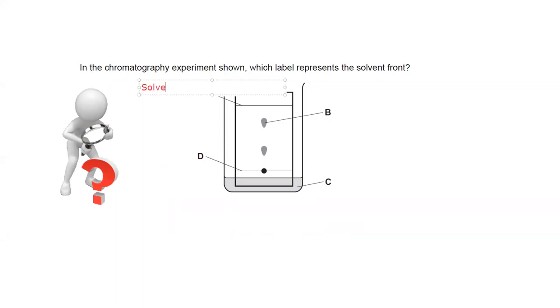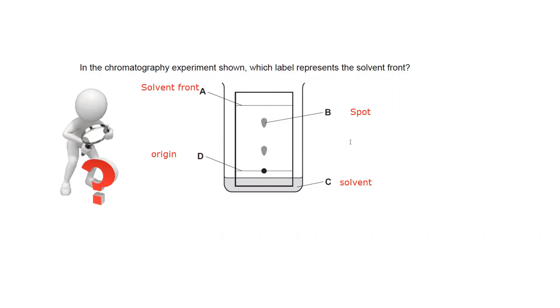A is representing the solvent front. What is B representing? B is representing the spot, a component of the sample. What is D representing? D is representing the origin. And what is C representing? C is representing the solvent. Is it clear? Yes, Saim Ahmed.